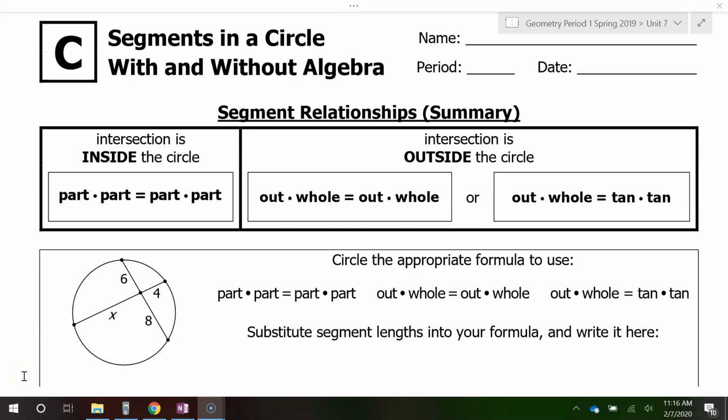In this video, we will explore the relationship between segments and circles. Now, the formula that we will use depends on whether or not the segments intersect inside the circle, in which case part times part equals part times part, or whether the segments intersect outside the circle. And in that case, the outside times the whole equals the outside times the whole. And this is a special case.